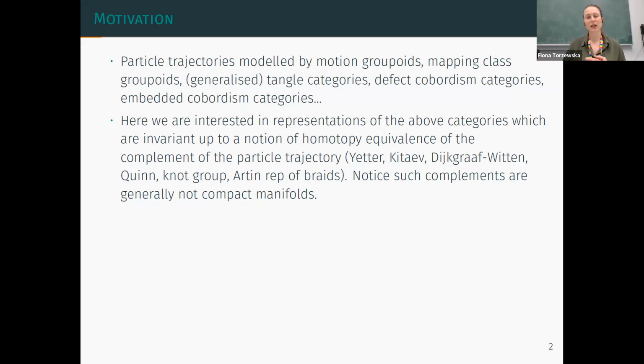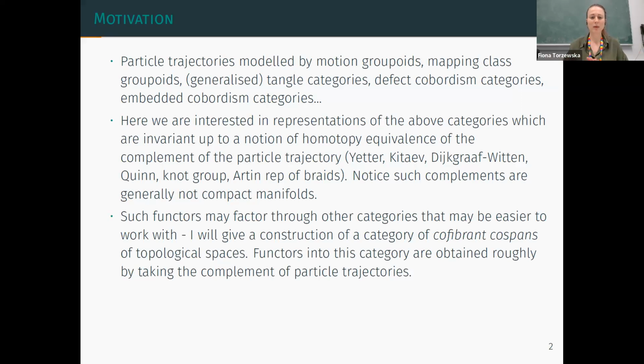In general, when we consider these categories which model particle trajectories, and then we take the complement of these trajectories, these generally won't be compact manifolds, and we won't necessarily fit nicely into existing theories of manifold cobordisms. So we want to think about how we can deal with this slightly more general setting. Thinking of representations as functors from these categories modeling particle trajectories into Vect, these functors might factor through other categories on the way that might be easier to work with than the category we started with.